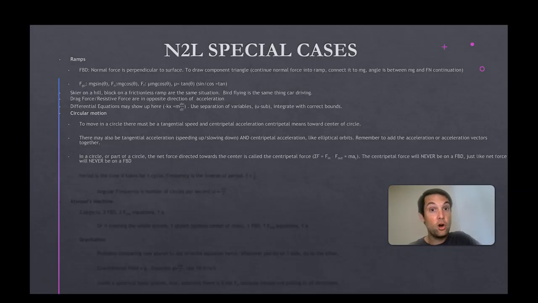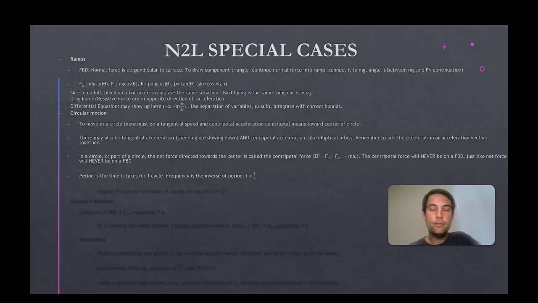In a circle or part of a circle, the net force directed towards the center is the centripetal force. So we use the forces going in minus the forces going out equals mass times our centripetal acceleration. Remember, there's two forms of centripetal acceleration that could be useful, v squared over r or omega squared times r. The centripetal force will never be on a free body diagram, just like the net force will never be on a free body diagram.